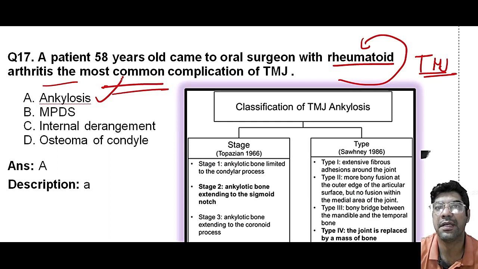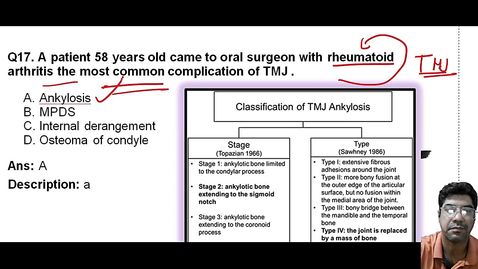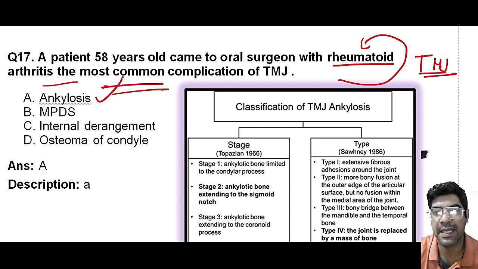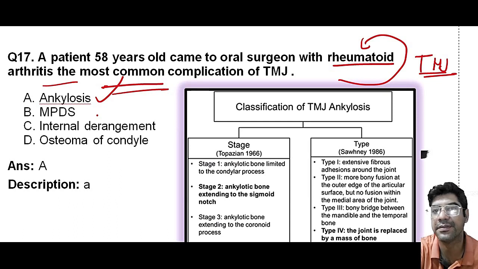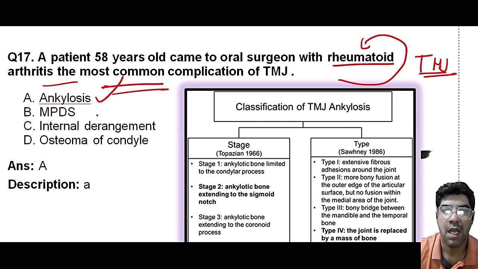The most common is, remember, ankylosis. Ankylosis in TMJ can result in severe limitation in jaw movement, difficulty in opening and closing the mouth, etc. Whereas the option MPDS, it can occur. It is not specific to rheumatoid arthritis and occurs in individuals without RA.